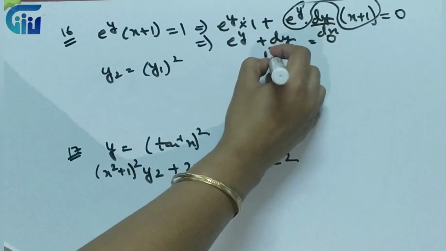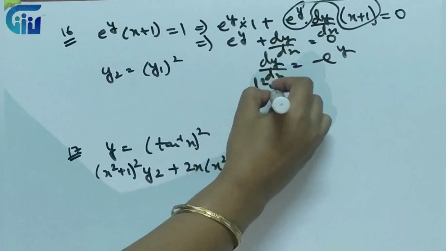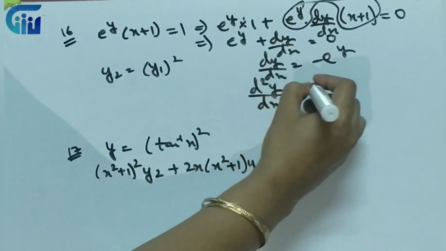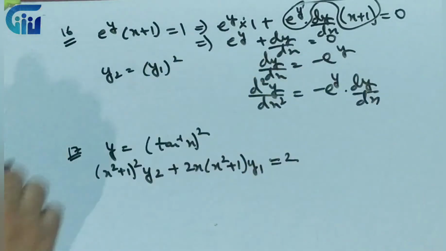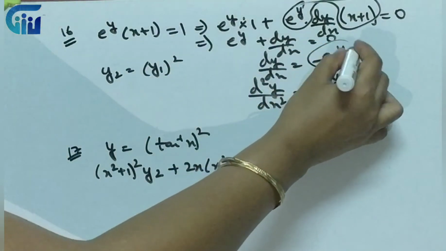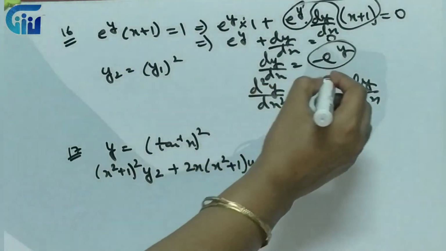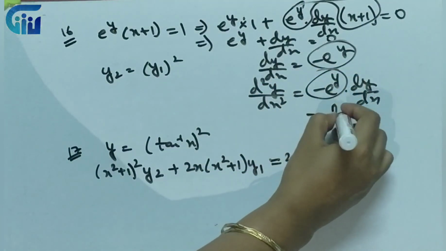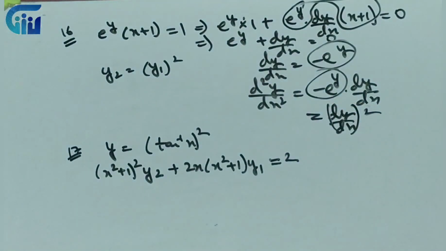So dy by dx is what? Minus e^y. Now if I differentiate it again, it will be d square y by dx square, it will be minus e^y, derivative of y will be dy by dx. So we have to prove this particular result. So in place of minus e^y, I will just write dy by dx over here. So what will I get? dy by dx whole square. This is what I have to prove, right?